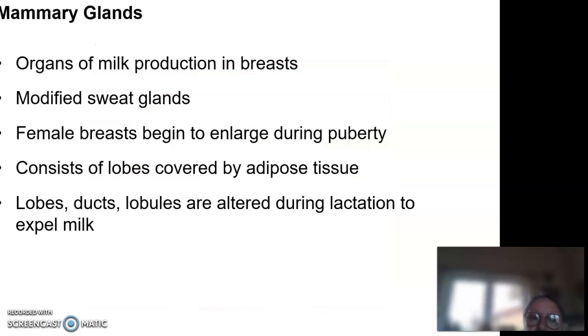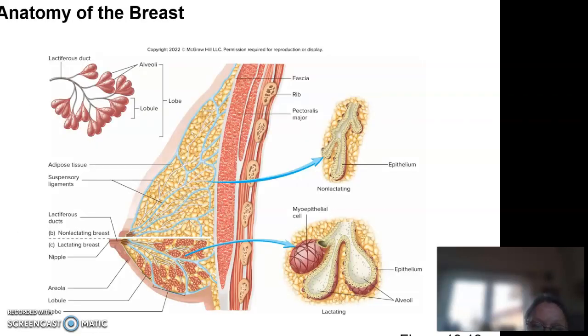Mammary glands are strictly for milk production in the breast. They are modified sweat glands. Female breasts begin to enlarge during puberty, and they have lobes of adipose tissue, and these lobes, ducts, and lobules alter during lactation to expel milk, and that helps when the baby starts sucking, it lets the milk come down. And here's another picture of it.